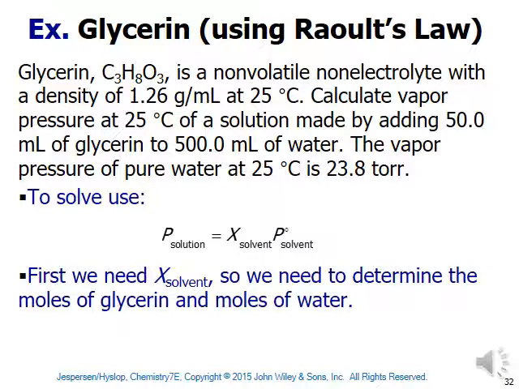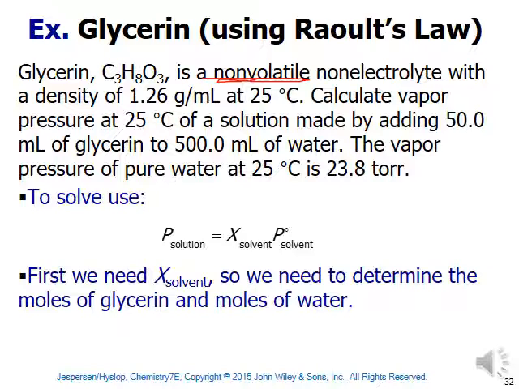So let's look at an example here. Glycerin is a non-volatile non-electrolyte. So what does that mean? Non-volatile means it doesn't evaporate very well, so it has a low vapor pressure. Remember, low vapor pressure means it doesn't evaporate very well. Non-electrolyte means it doesn't split apart in water, so we don't really have to worry about that.